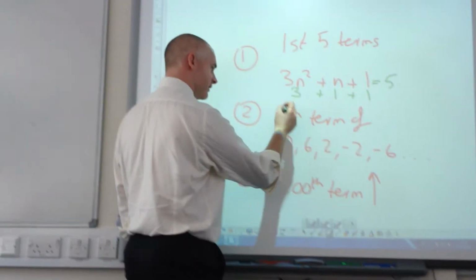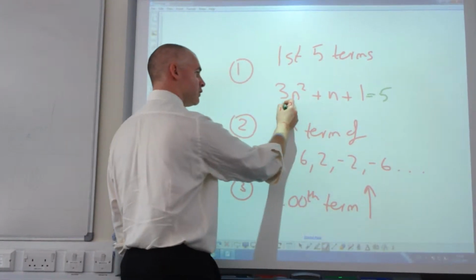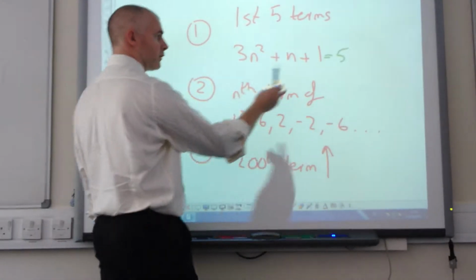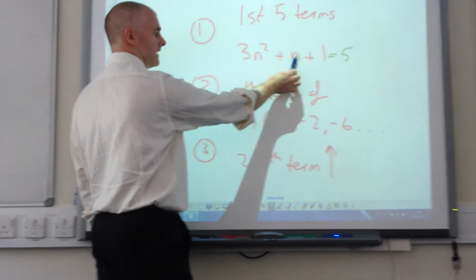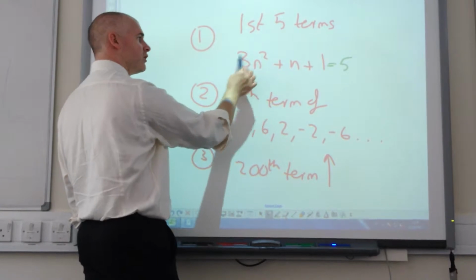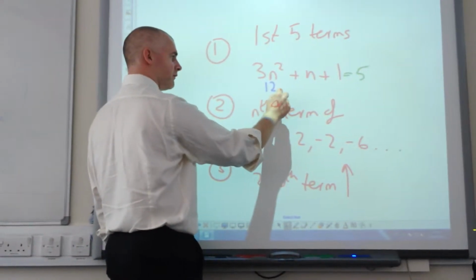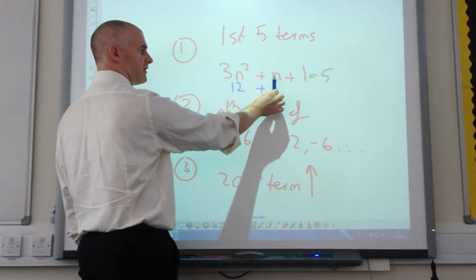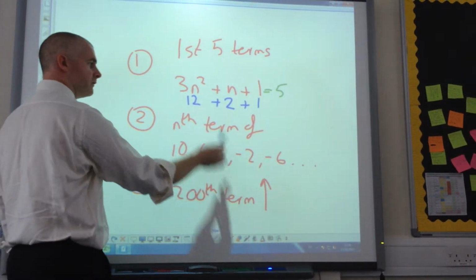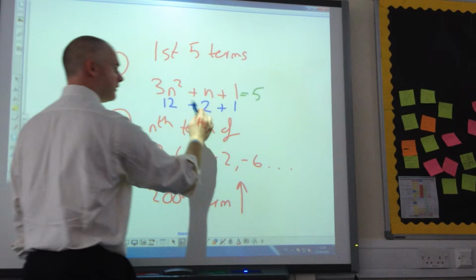For my second term, n becomes 2, because it's the second term. So, we're putting n as 2 into here and here. 2 squared is 4, it means 2 times 2. Triple that, it's 12. Add on the second term, so n is 2, and it tells me to add on 1 more. 12, add 2, add 1 is 15.